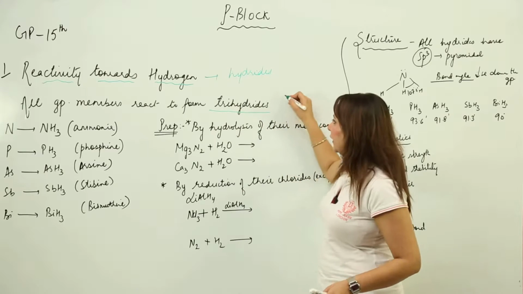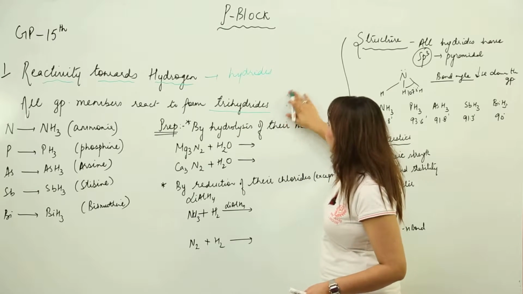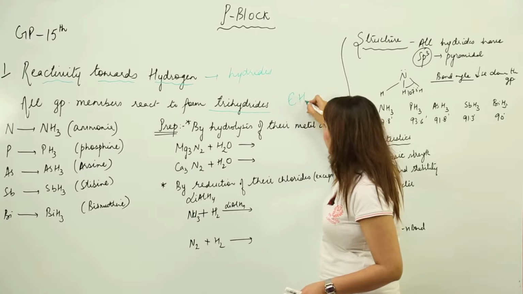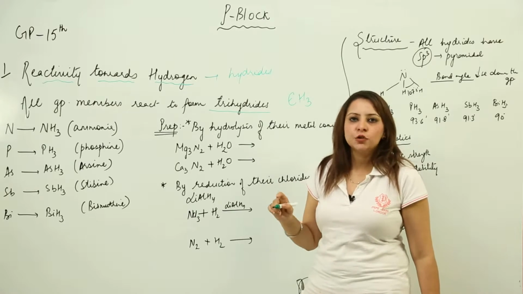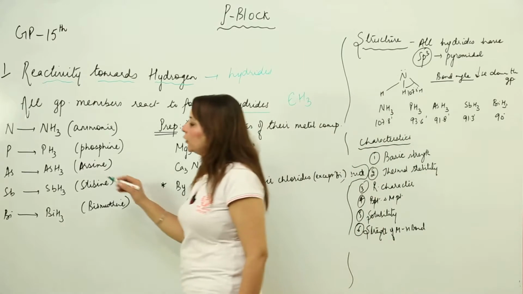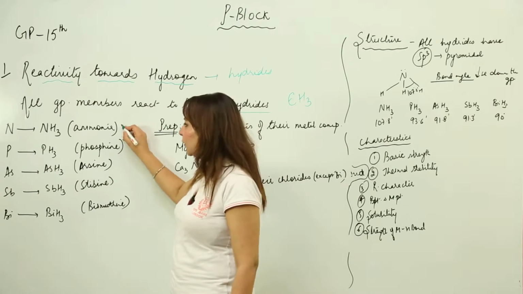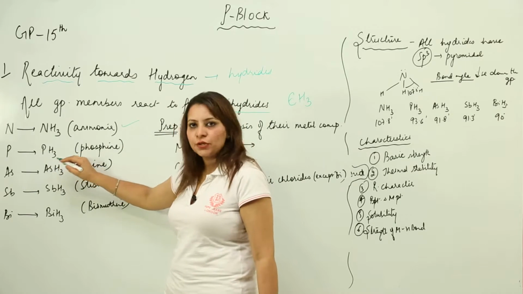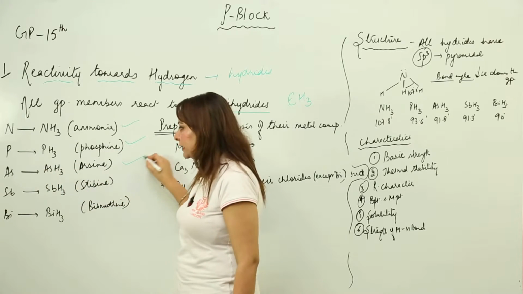form trihydrides. If I write the element as E, it is EH3. Most of the hydrides they form are EH3. So nitrogen forms NH3, which is commonly and popularly called ammonia. Phosphorus forms PH3, which is called phosphine. Arsenic forms AsH3, called arsine.